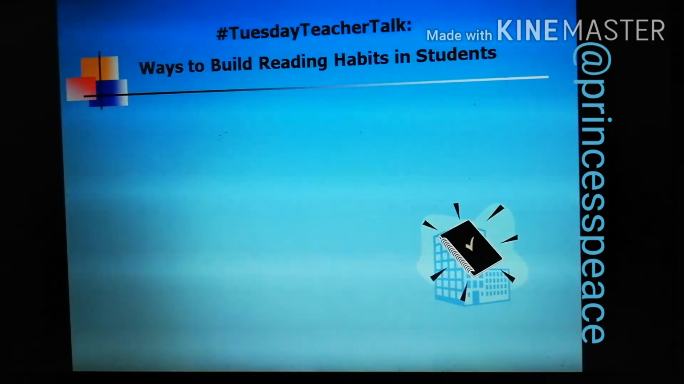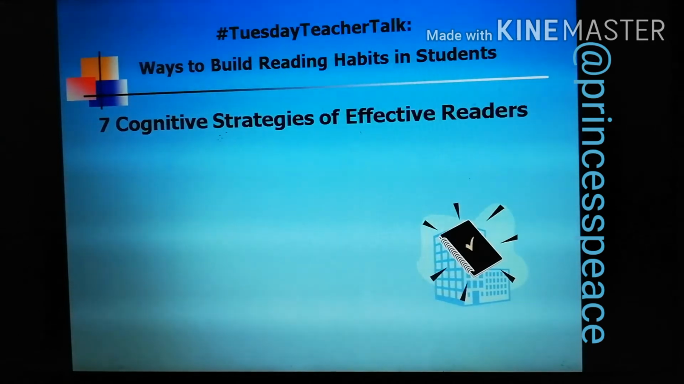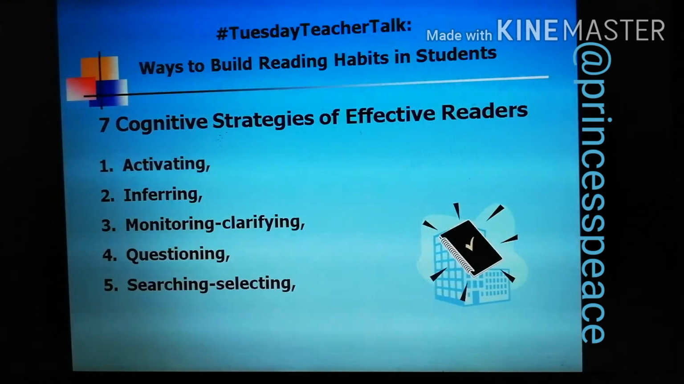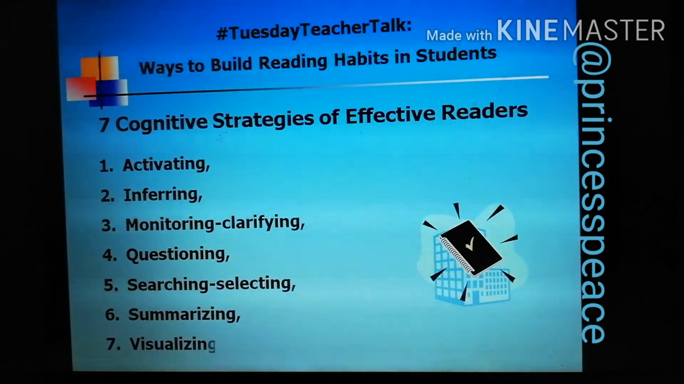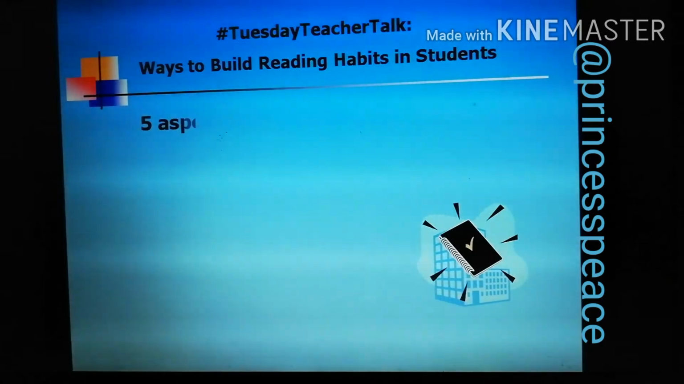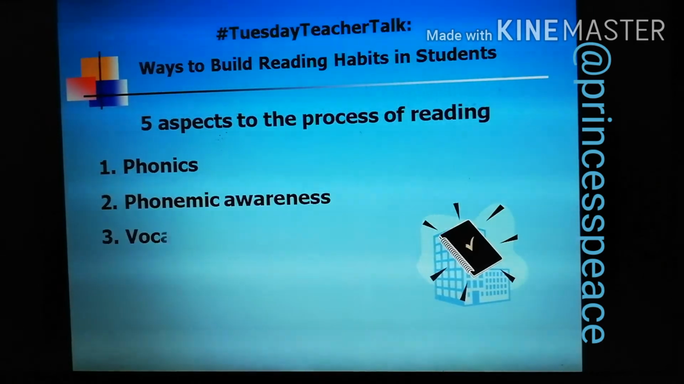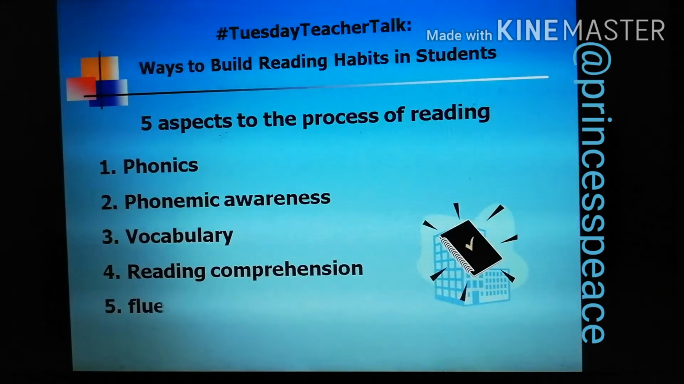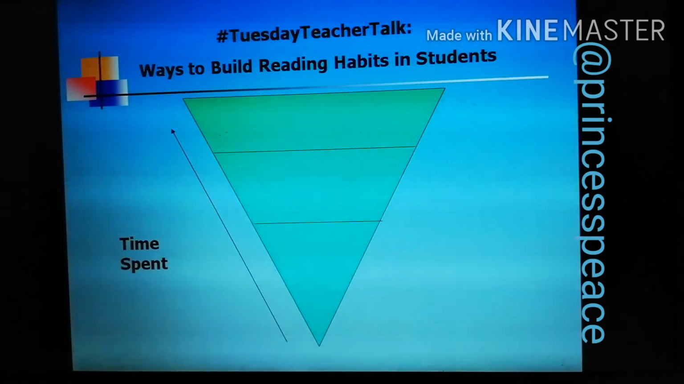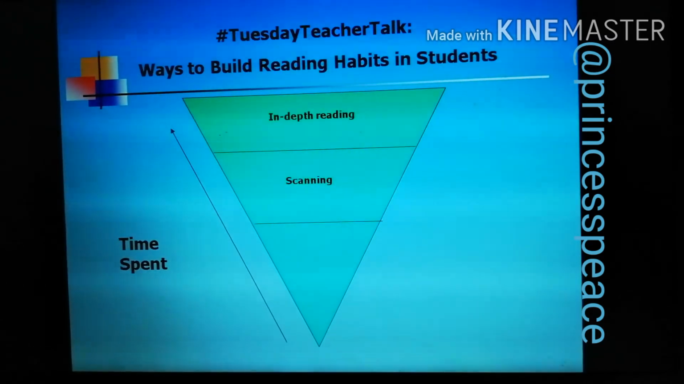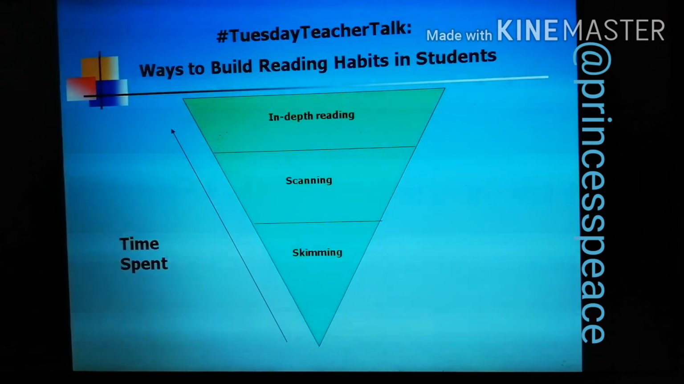To improve students' reading comprehension, teachers should introduce the 7 cognitive strategies of effective readers, which are activating, inferring, monitoring, clarifying, questioning, searching, selecting, summarizing, and visualizing, organizing. The 5 aspects to the process of reading are phonics, phonemic awareness, vocabulary, reading comprehension, and fluency. There are 3 different styles or types of reading: academic text, which is in-depth reading, scanning, and skimming.